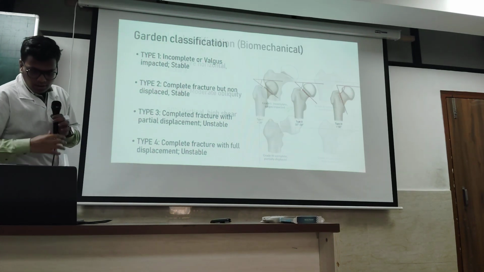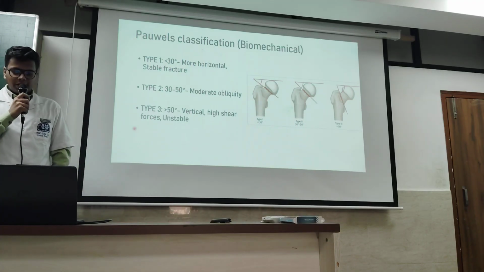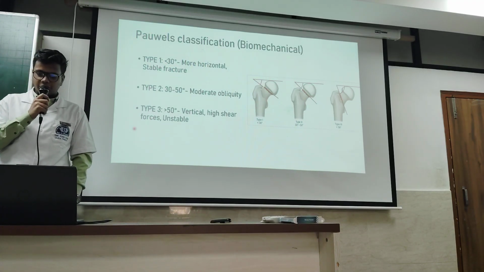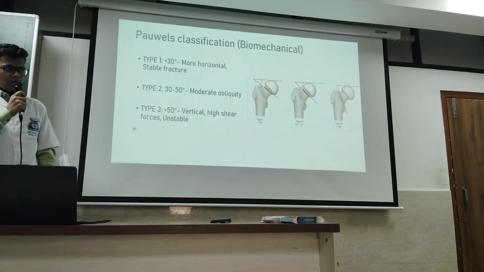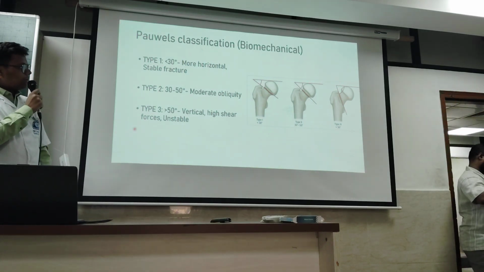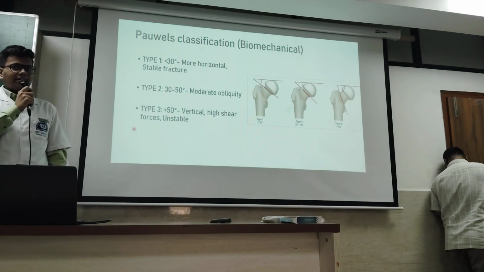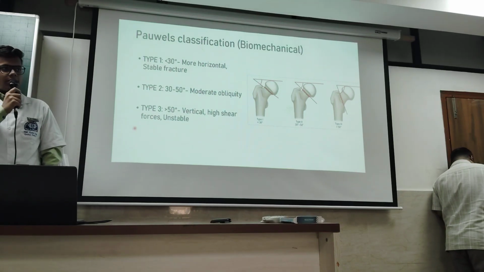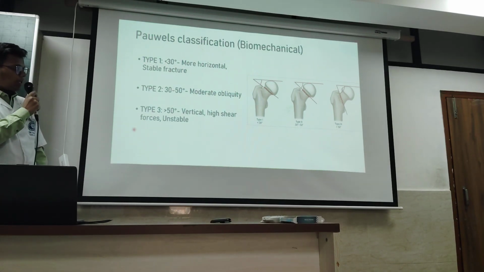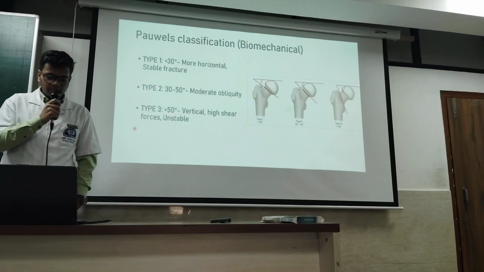The next type is Pauwels classification. The basis of Pauwels classification is biomechanical. We measure the angle between the horizontal plane and the fracture line. The greater the angle, the greater the shearing stress, and there is a high risk of non-union if the angle is more.